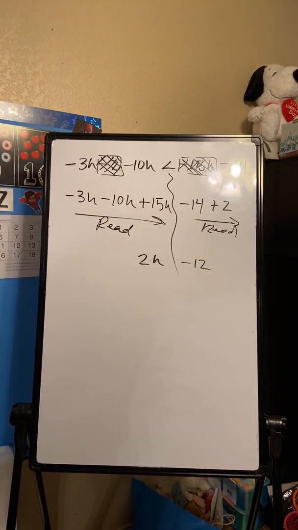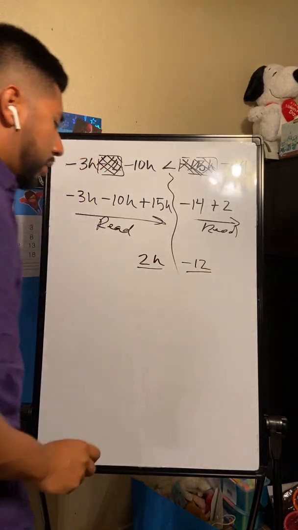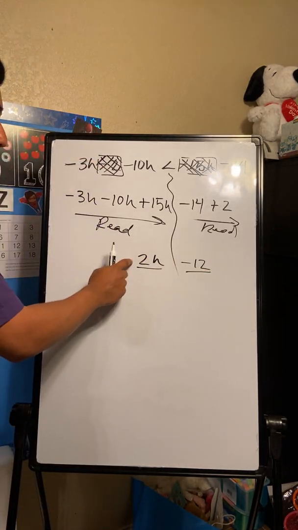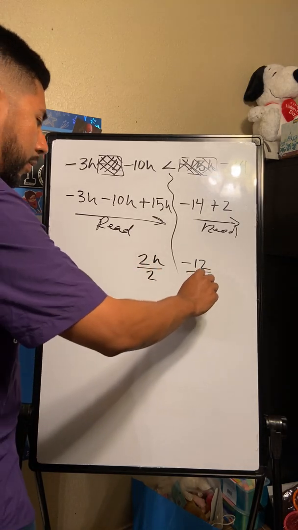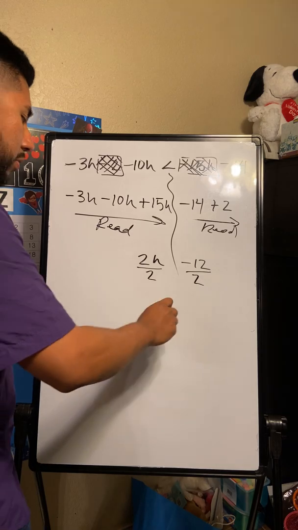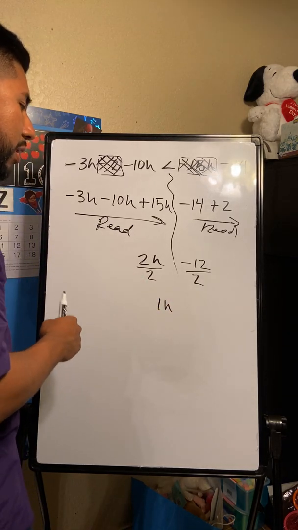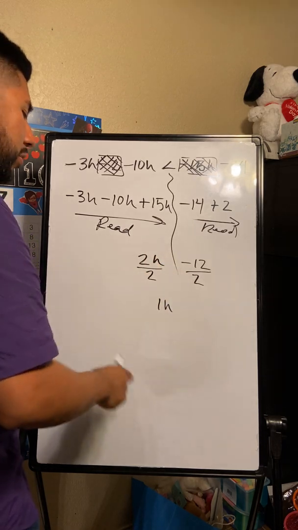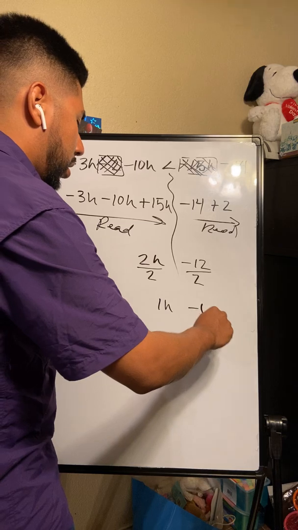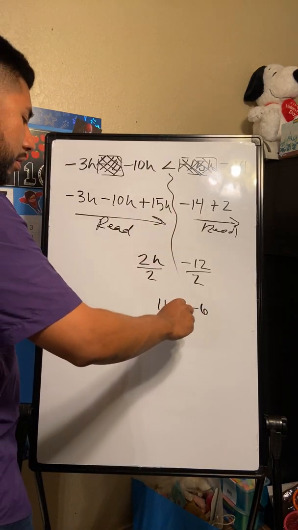What's my last step, ladies and gentlemen? Divide, divide, divide. Don't forget we're trying to get rid of the number in front of the h, so that's what we're dividing by. 2 divided by 2, positive 1. We're always getting that. Hopefully everybody already saw that. Put this in your calculator: negative 12 divided by 2, negative 6. I'll bring down the sign.